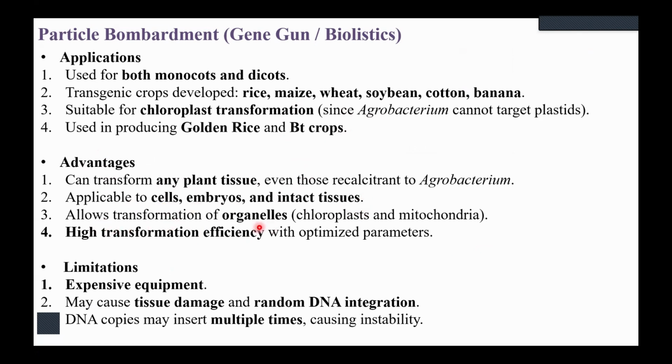It allows the transformation of organelles. As we've studied, chloroplasts can be transformed by this method, and transformation efficiency is more. So more number of cells end up getting the piece of DNA that we want to introduce into their genome. The limitation is that ballistic method is an expensive method. It can cause tissue damage because we're shooting random particles into it and they will insert multiple times in the genome.